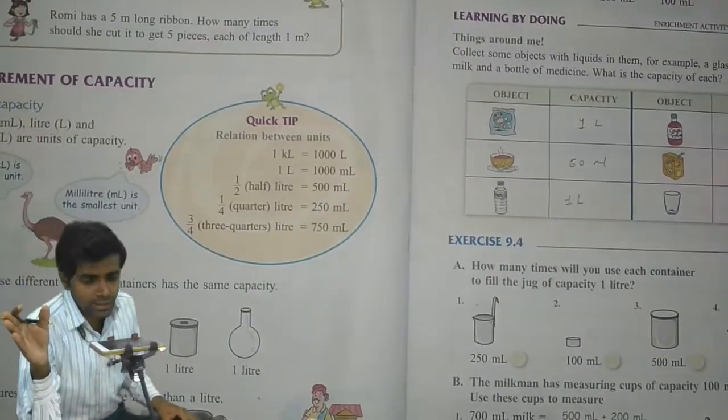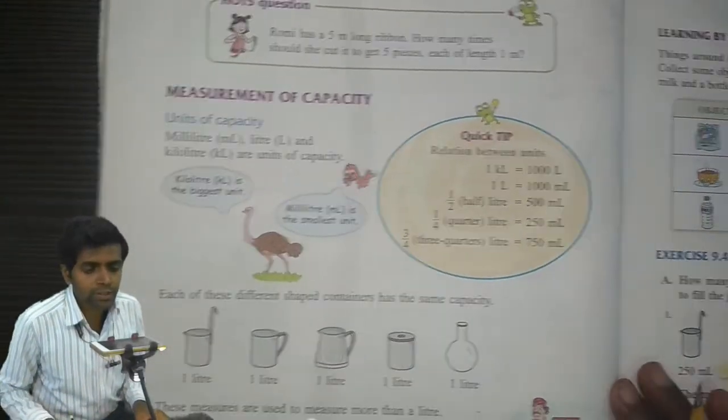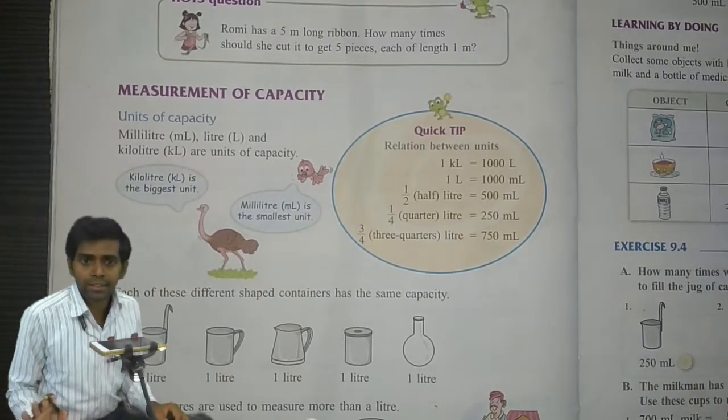Today we are moving towards exercise 9.4. This exercise is based on the measurement of capacity. We have learned some conversion factors. हम लोगों ने conversion factors पढ़े थे on page number 140.